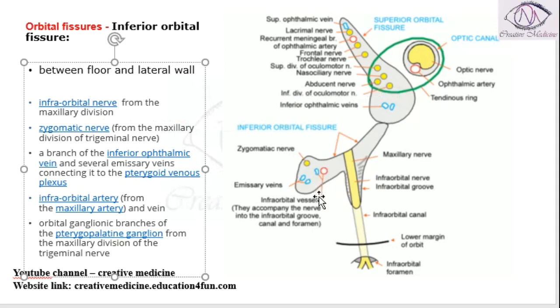These are the emissary veins which are connecting to the pterygoid venous plexus. Many emissary veins are seen, and the infraorbital artery will also be seen, and the inferior ophthalmic vein as well. Along with that, there are some ganglionic branches from the pterygopalatine ganglion, also seen in the inferior orbital fissure.